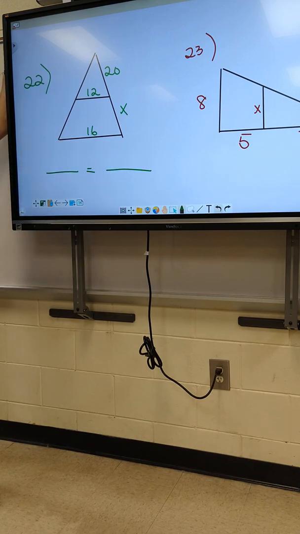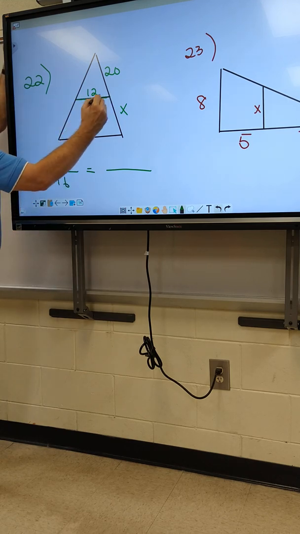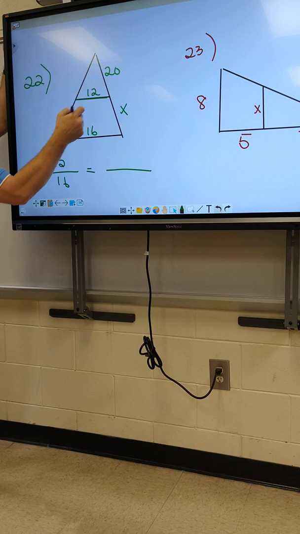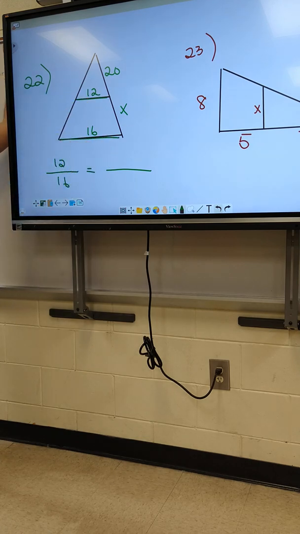So, Callie, I'm going to put 12 over 16. All right, why am I using those numbers? Because they are both the bottoms. 12 is the bottom on the little triangle, 16 is the bottom on the big triangle. So I'm going to start out 12 over 16. Now remember, I got the little triangle on the top.